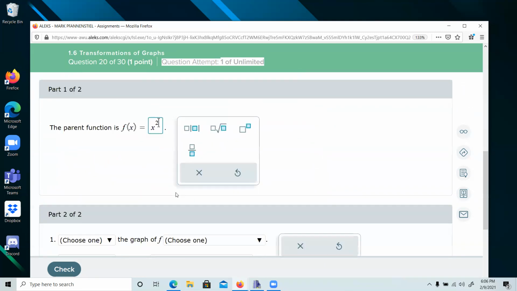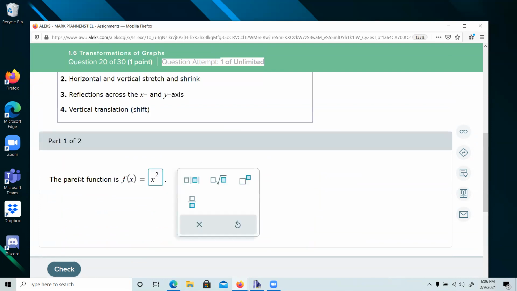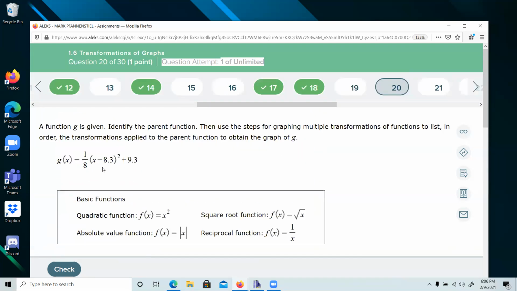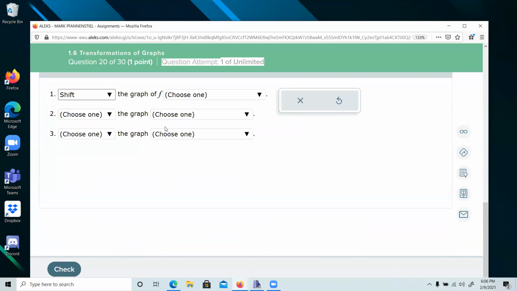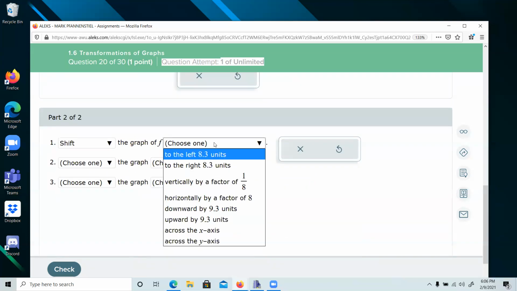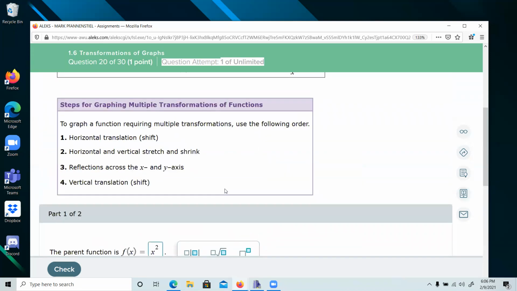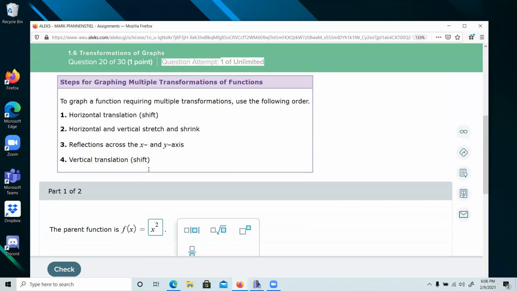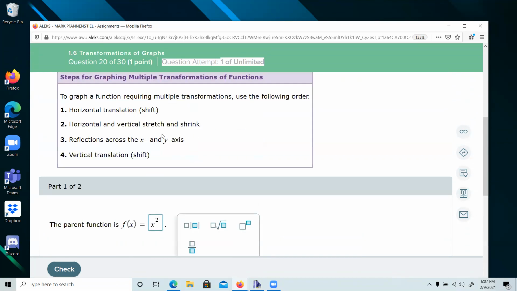So let's see here. Basic function, x squared. And then what do they want us to do? They want us to shift. What's the negative? We're going to shift to the right. We're going to shift graph of f to the right, 8.3 units. Double checking to make sure. Okay, 8.3 units. Then what do they say to do?